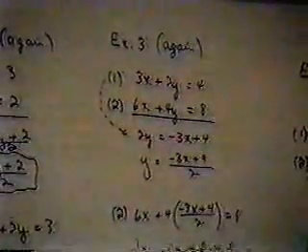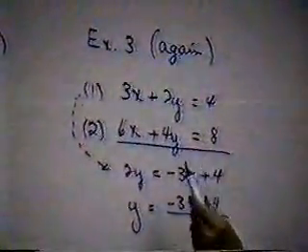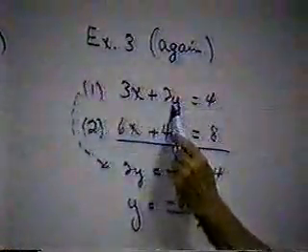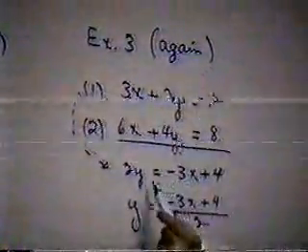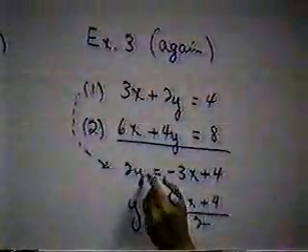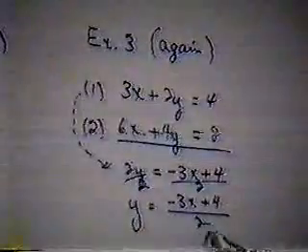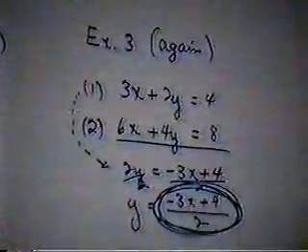Now, example 3 here is where we're getting these special cases. So look what happens, all right? So this time I'm going to take equation 1 and solve for y. So move the 3x across. I get 2y is equal to minus 3x plus 4. Then I will divide everything through by 2. So y is equal to minus 3x plus 4 divided by 2.